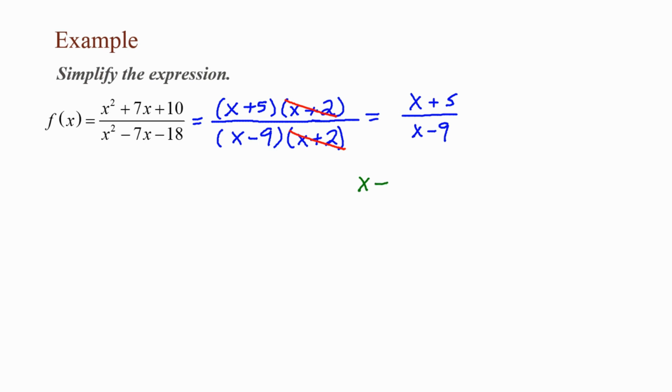For x minus 9, the excluded value would be 9. For x plus 2, the excluded value would give us negative 2. You can check this on the graph.